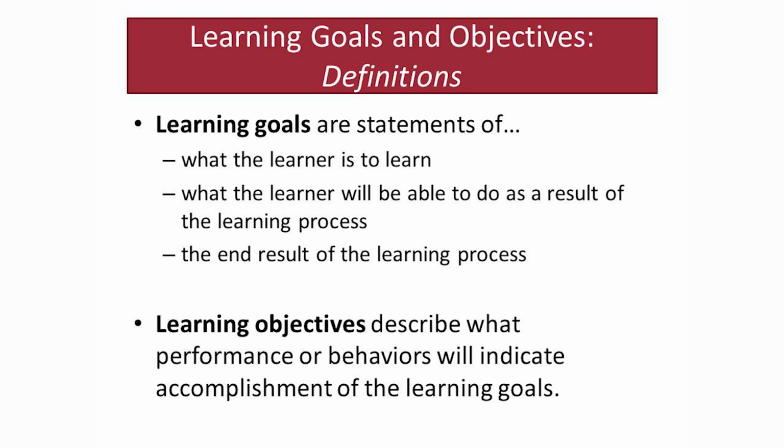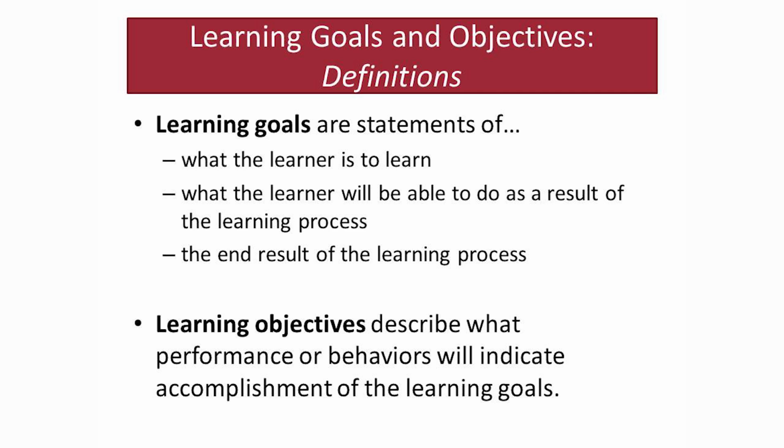So this is where we start with the end in mind, the learning goals and objectives. So learning goals are statements of what the learner is to learn, what the learner will be able to do as a result of the learning process, the end result of the learning process. These are all sort of synonyms for the basic idea of what a learning goal is.